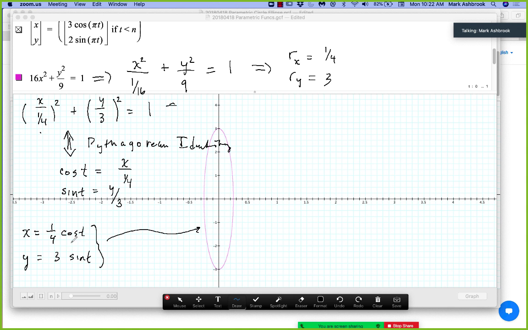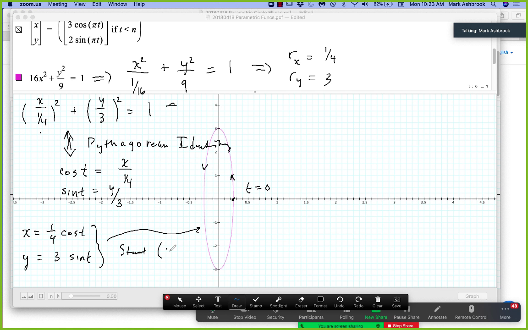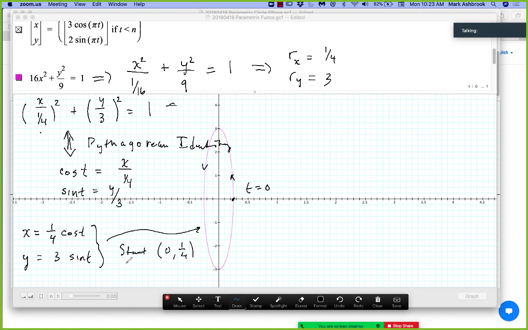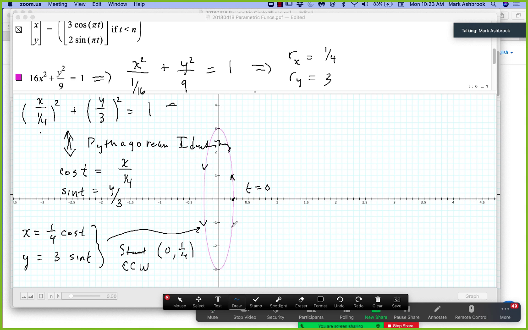And so because x is cosine and y is sine, at t equals 0 we would be at the right side of the ellipse at 1/4, 0. And as t increases, we would be going around counterclockwise. So this starts at 1/4, 0, and generates counterclockwise, just like the basic unit circle where x is cosine and y is sine.